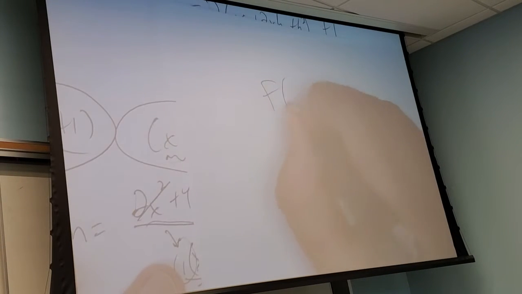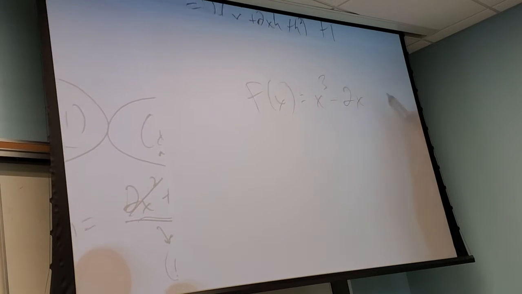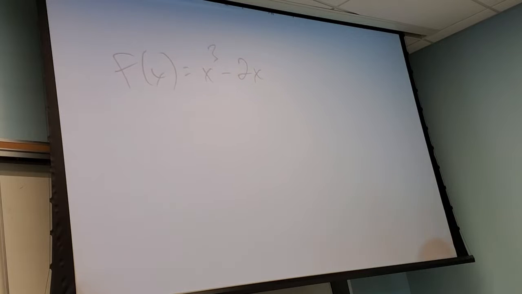If I gave us f of x equals x cubed minus 2x, I want to find the average rate of change, real quick. I don't want to spend all day on these problems. The average rate of change on 1, 3. And again, average rate of change means slope. I need 2 points to get the slope. How would I get the 2 points?